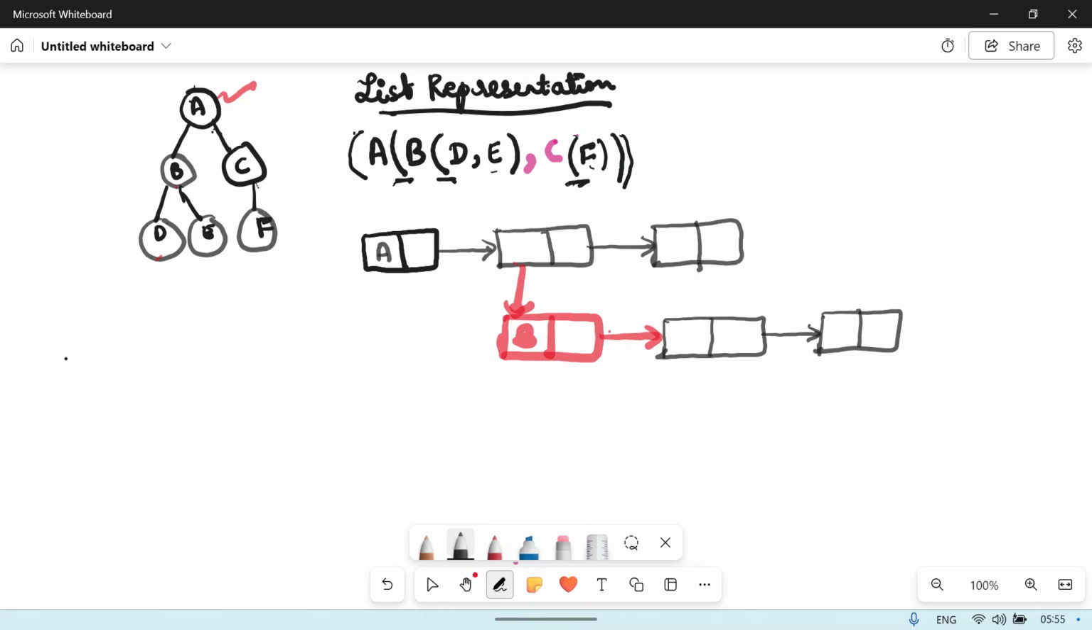Okay. Now you see this. After B, D and E will come. So first one is D. Check if D is having any child node. No. So you represent D here itself. Likewise, E also. Are you understanding? Okay. So this is how it works. Now let us come to C. B part is done. This part is done. Now let's come to C.